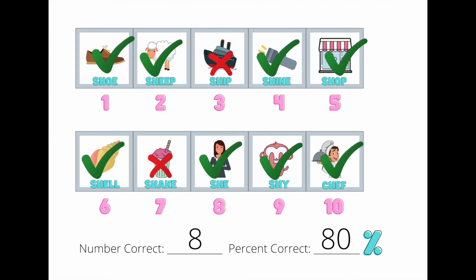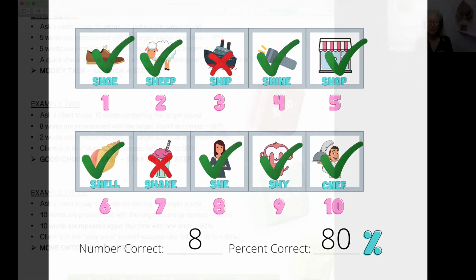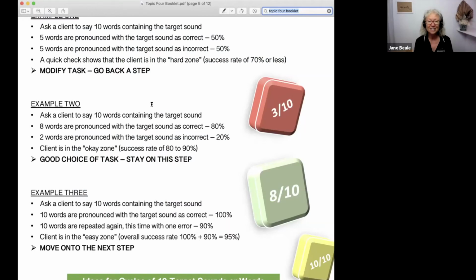But when we check on this, we can see, well, they're in the okay zone. We've got them right where we want them. So this is a good task for this client, and we'll stay working at this same level.